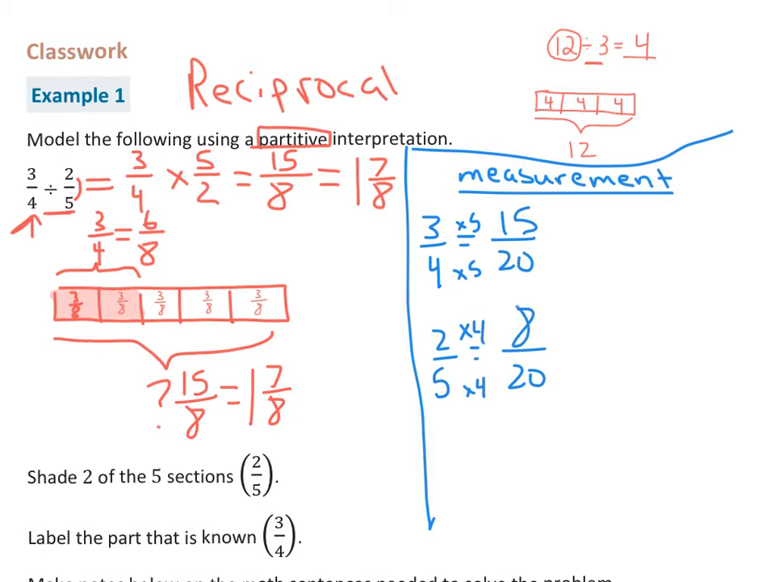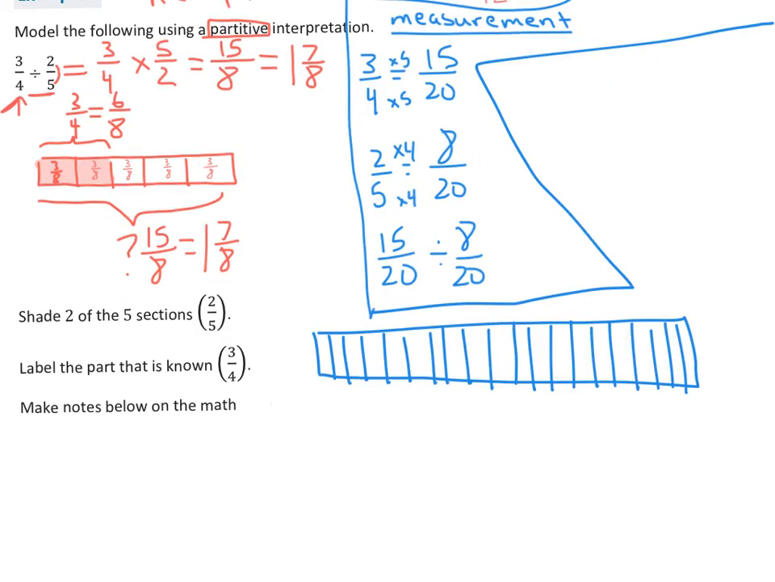So now what I have is 15/20 divided by 8/20. So if I have 15/20 of something, how many groups of 8/20 can I pull out of that? And that seems to make a lot more sense to me as I go to make my tape diagram. The reason I like the measurement method is because now that I have equal, common denominators, I just do it like I would think to divide up 15/20.